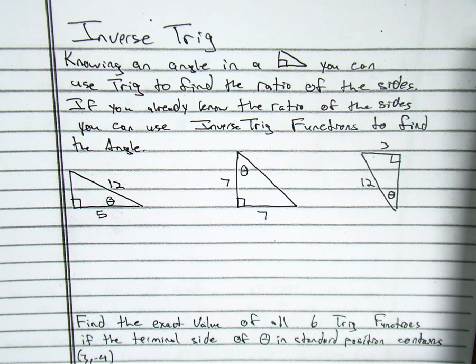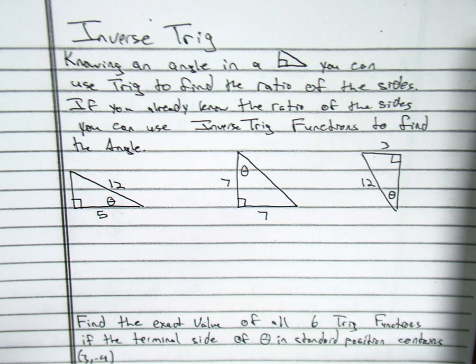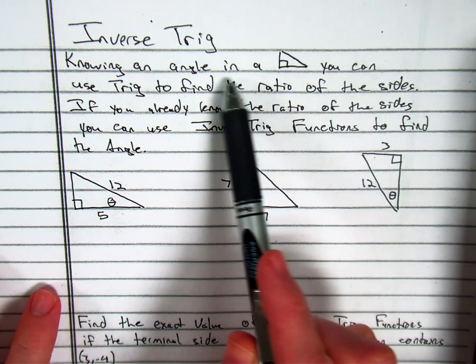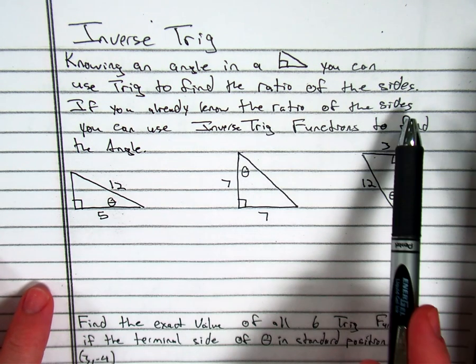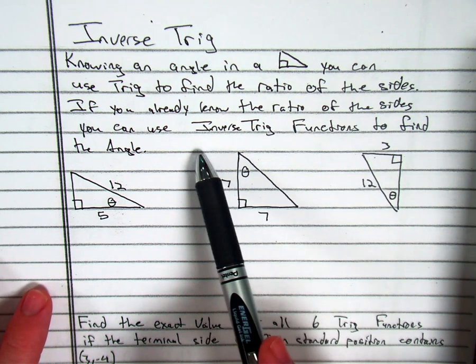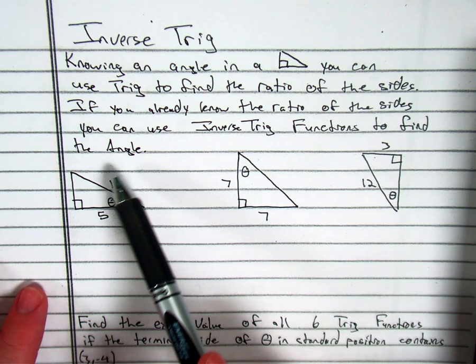What's up, Algebra 2? Here we are with inverse trig functions. Knowing an angle in a right triangle, you can use trig to find the ratio of the sides. If you already know that ratio, you can use inverse trig functions to find the angle.